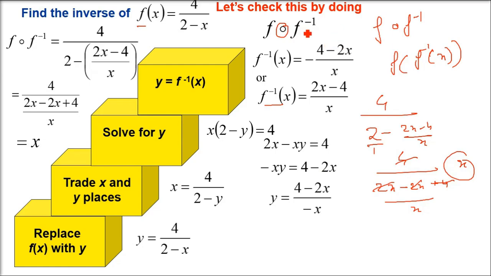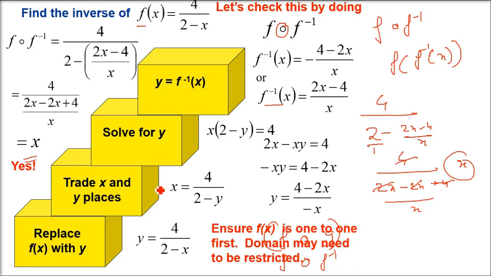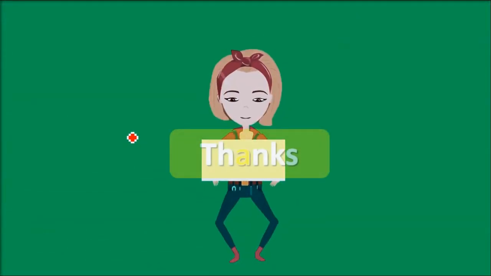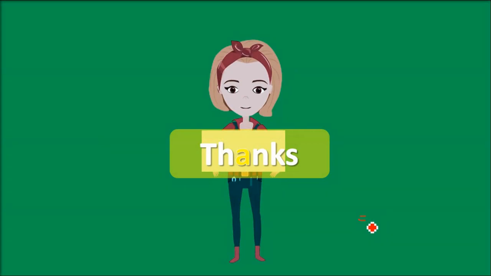So f∘g or g∘f, where g is f inverse, should give you x. If f and g are inverses of each other, g is essentially f inverse only. So we took the composition of these two, and when we took the composition, yes, it is an inverse. First, you have to check whether it is one-to-one or not. Then it is okay, the inverse can be found.